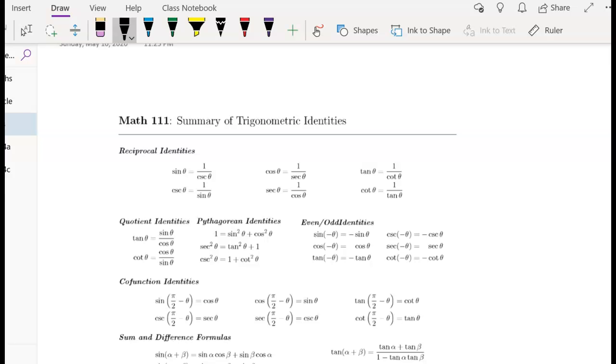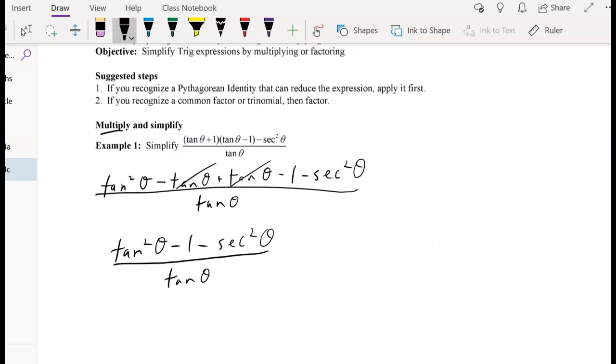And here are the 3 Pythagorean identities. Notice that the one that has the tangent squared happens to also have the secant squared. So we're going to use this identity. Let's go back, and we're going to use secant squared equals tangent squared plus 1. So the secant squared of theta equals the tangent squared of theta plus 1.